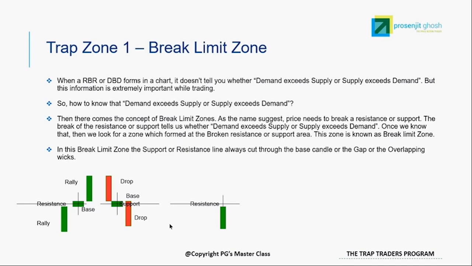Okay, so now the overlapping, what happens there? Okay, so there is a resistance, a well established resistance. Say price has moved up, touched it, dropped.